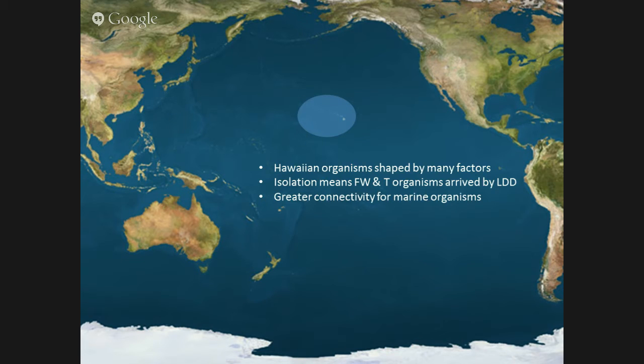The marine organisms are a little bit different. So we see different patterns for those organisms a lot of the time because there's a greater degree of connectivity in the environment for the marine organism. Just by virtue of them living in an ocean that is connected, we see different evolutionary patterns. So the species that we see here in Hawaii are shaped by many factors. They're shaped by things such as having arrived from a long distance away. They're shaped by the different habitats in which they live. They're shaped by their different life history patterns. And all of these are reflected in the patterns that I'm going to be presenting to you today.